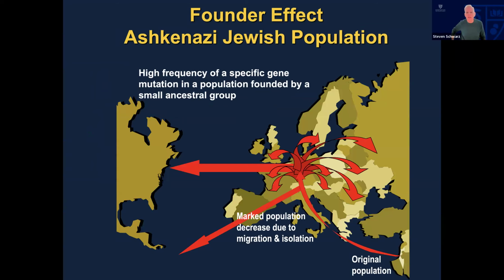As I mentioned earlier, the founder effect applies to the Ashkenazic Jewish population, where a high frequency of a specific gene mutation in a population is founded by a small ancestral group. And this is where we think IBD originated. In Eastern Europe, among the Ashkenazic Jewish population, and then through the diaspora, it's gone all over the world.